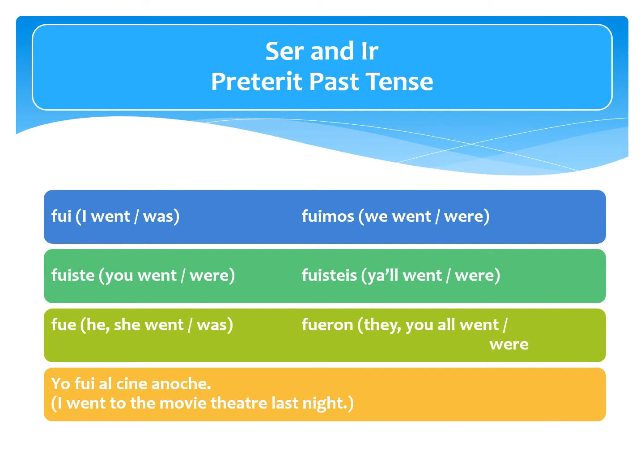An example of the preterite tense would be giving a specific moment in time that's a completed past action. So you might say, yo fui al cine anoche. I went to the movie theater last night. All right, let's continue on here.